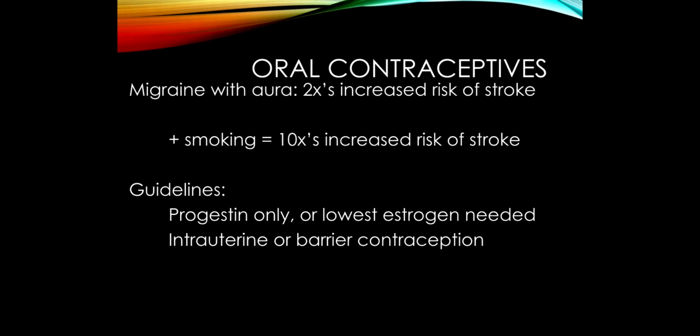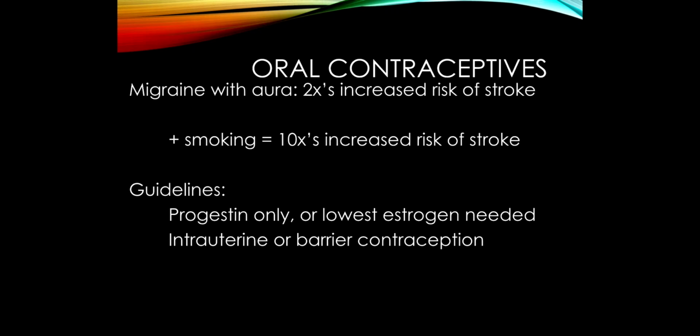Now, as it relates to women, oral contraceptives in patients that have migraine with aura, so the classic migraine, are at 2 times increased risk of developing a stroke, and if those women also smoke, they have a 10 times increased risk of stroke. And so that is really kind of the perfect storm here. So just be aware of that in women with migraines.